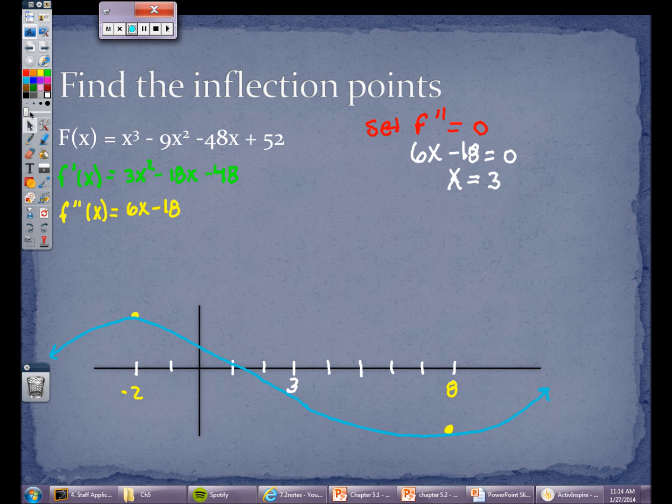And I'll simply do this by evaluating the function at -2, 3, and 8. And here are the values that I came up with for my inflection point, my local max, and my local min by simply plugging in 3, -2, and 8 into my original function f of x. Now you can see I've adjusted my y scale here a little bit just to get this graph to appear on the screen.